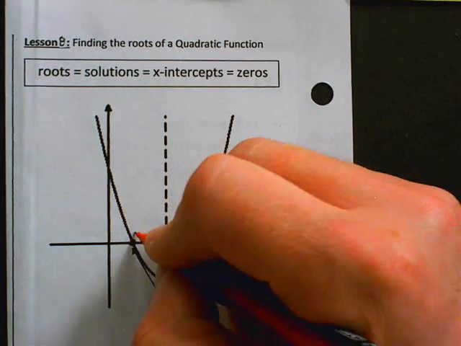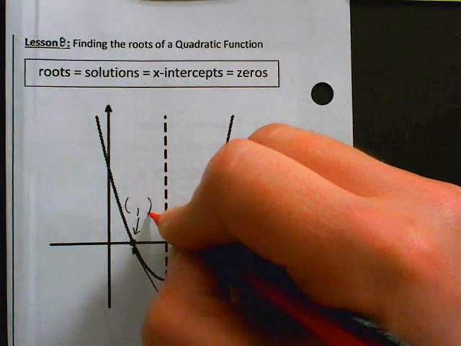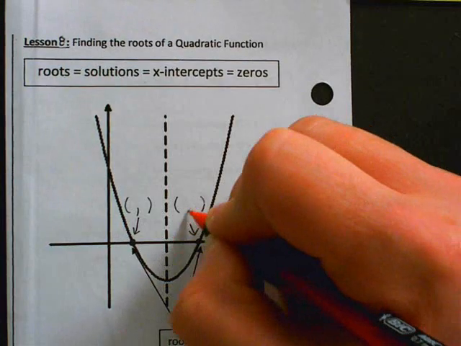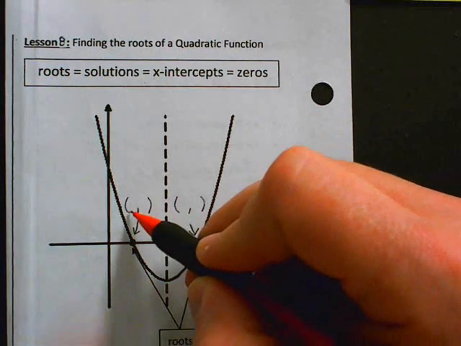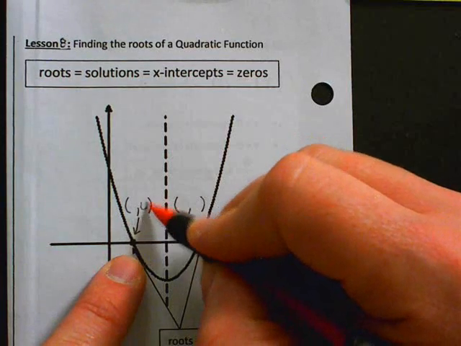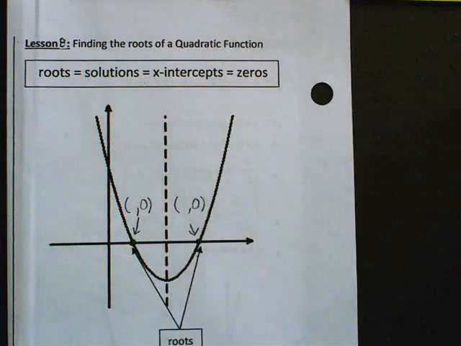What do we know about these two points that it forms? Well, we don't know what the value of x is, but we do know that the value of y is 0. That's how we're going to be able to find the roots, because the roots will have the y value equals 0.